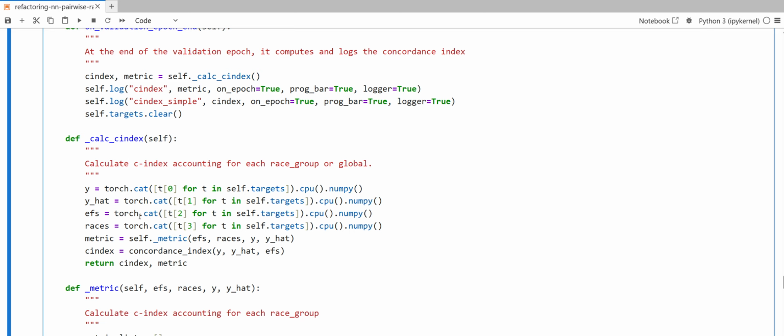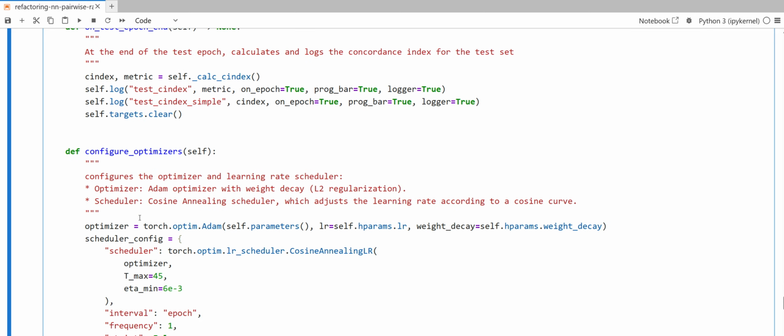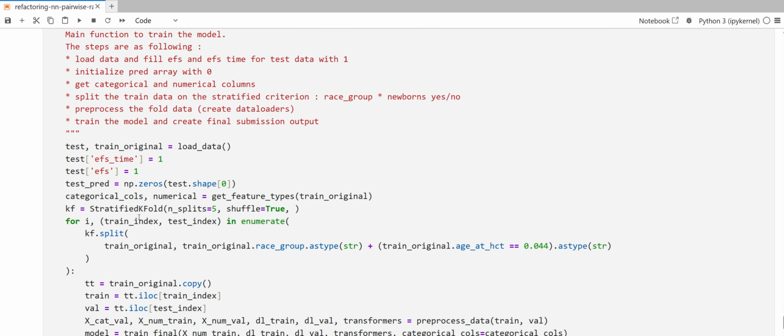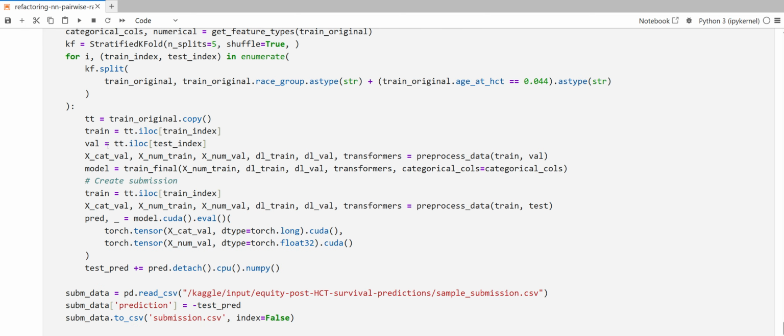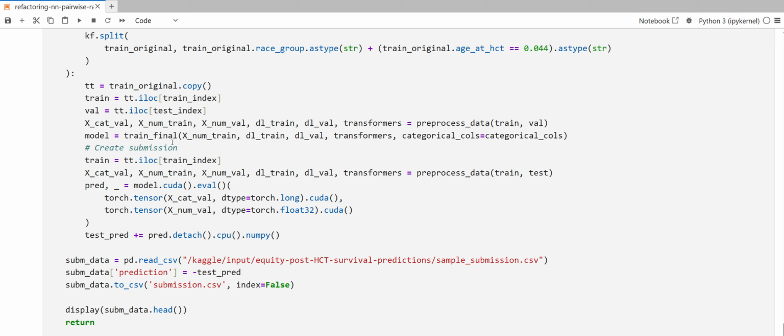Okay, time for the main event, training the model. The main function first loads up the data. Then it uses stratified k-fold for cross-validation. This is super important to make sure our model generalizes well and isn't just memorizing the training data. It splits the data based on race group and whether the patient is a newborn, making sure each fold has a good mix. It calls this train final function for each fold.